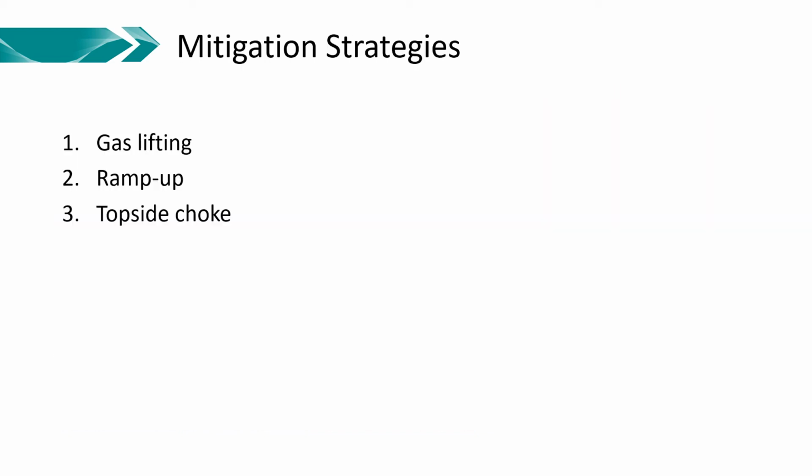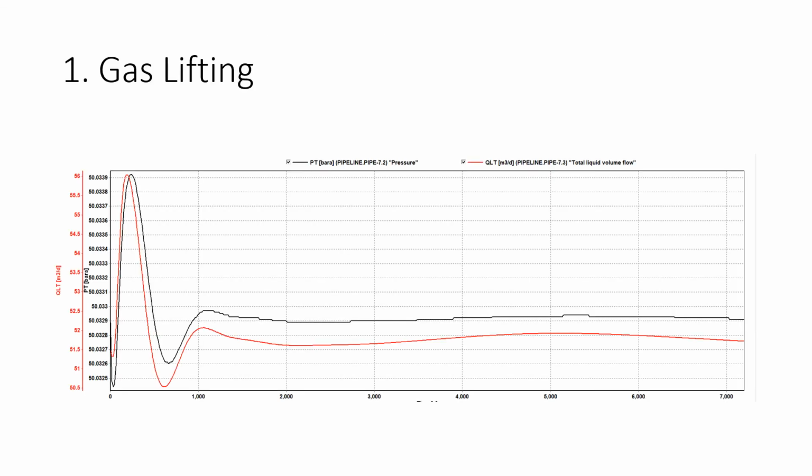The mitigation strategies that we've come up with are gas lifting, ramp up, or topside choke. For gas lifting, we'll be injecting high pressure gas into the tubing in order to increase the fluid buoyancy within the riser. It was found that the best place to do so is at the midpoint of the riser. Although this method is very effective in mitigating the problem, it is very costly and hard to do.